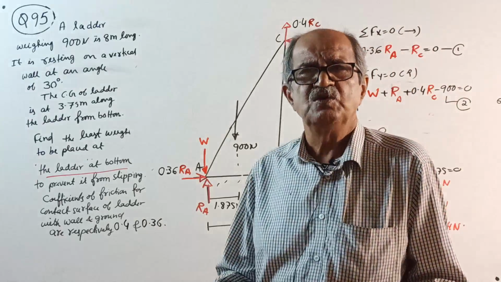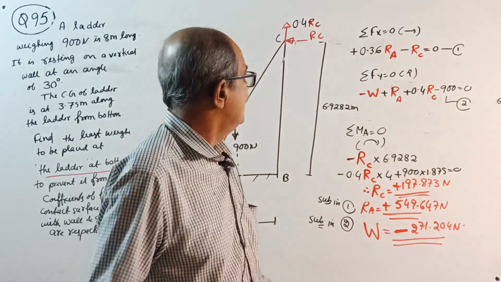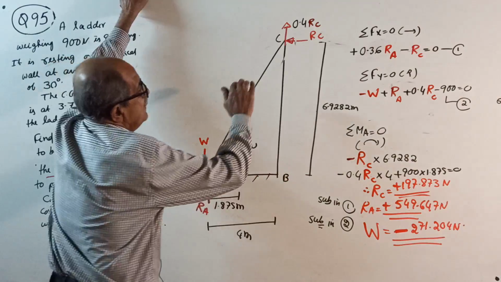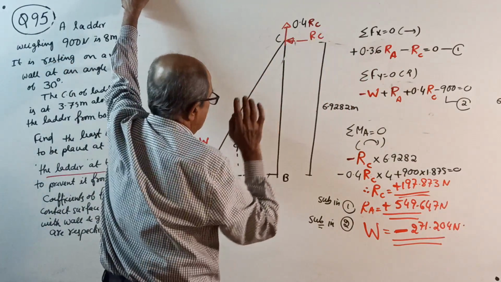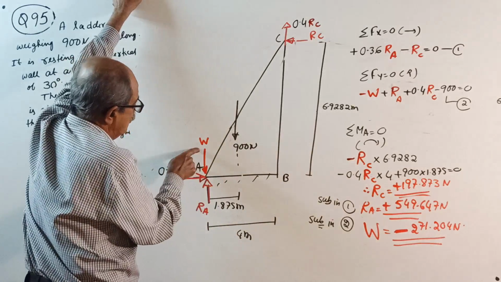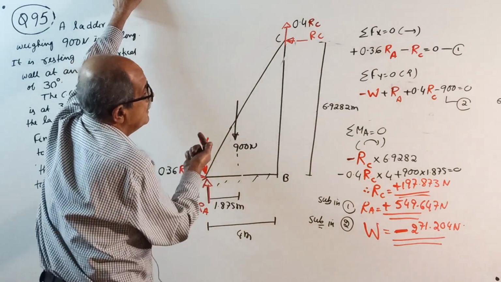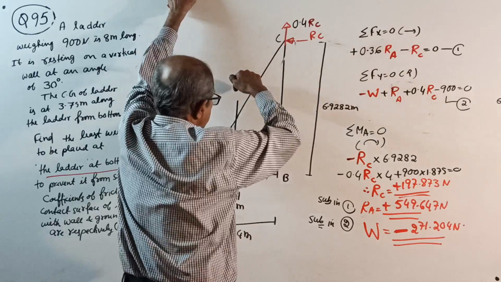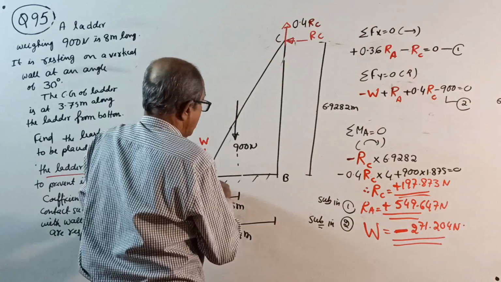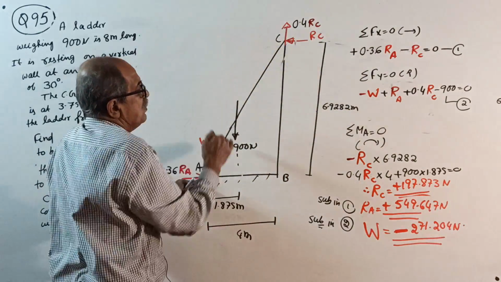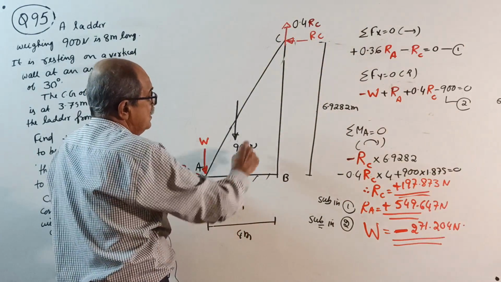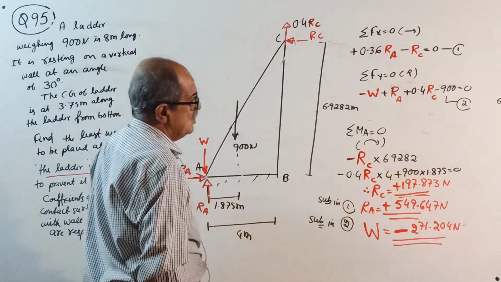Okay, I have fully solved, nothing to explain. First, sigma Fx equal to 0: 0.36 RA minus RC equal to 0, equation 1. Sigma Fy equal to 0: plus W unknown first, minus W plus RA plus 0.4 RC minus 900 equal to 0, second equation. Take moment about A: minus RC into 6.9282 minus 0.4 RC into 4 plus 900 into 1.875 equal to 0.